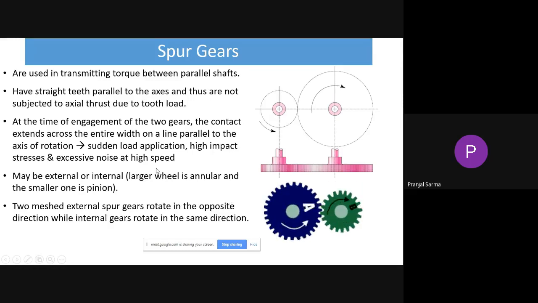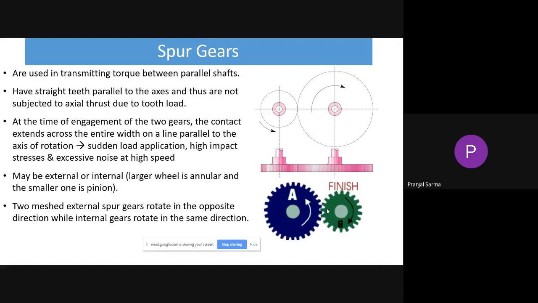Because of that, all of a sudden there will be sudden load application, and because of that, high impact stresses and some excessive noise occur at high speed if you use spur gears. So sometimes you can hear a cutting kind of sound at high speed.